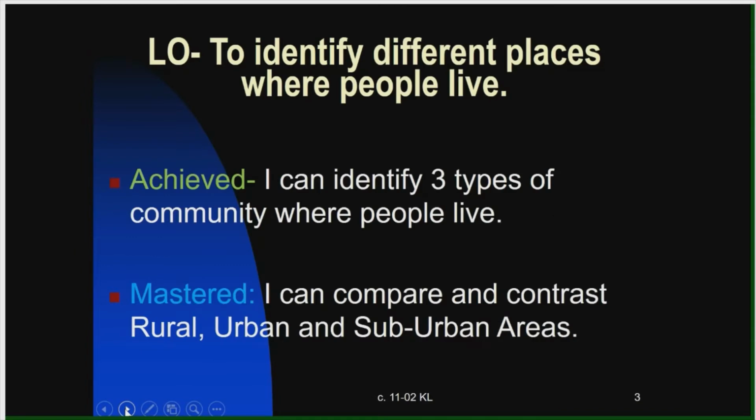Today, our learning objective is to identify different places where people live. Success criteria. I can identify 3 types of community where people live. I can compare and contrast rural, urban, and suburban areas.